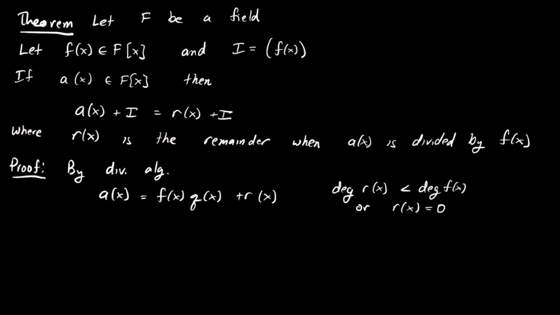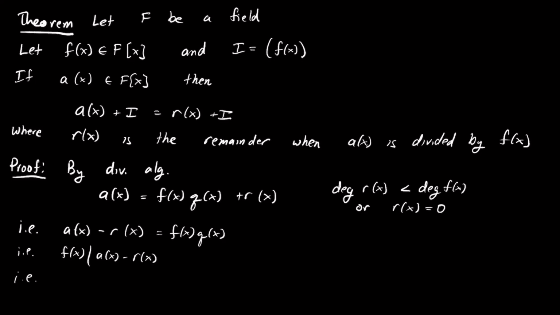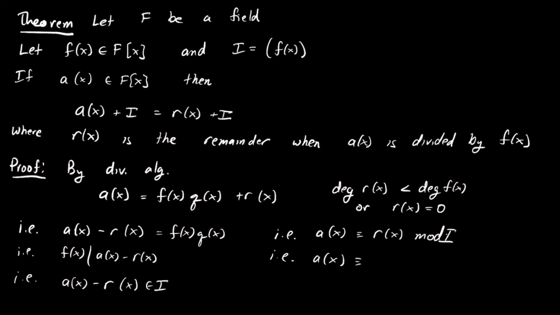Okay, so what does that tell me? Well, that tells me that a(x) minus r(x) is equal to f(x) times q(x). q(x) is our quotient. And what does that tell me? That tells me that f(x) divides a(x) minus r(x). Or in other words, that a(x) minus r(x) is an element of I, or in other words, that a(x) is congruent to r(x) mod I, or in other words, that a(x) + I is equal to r(x) + I.